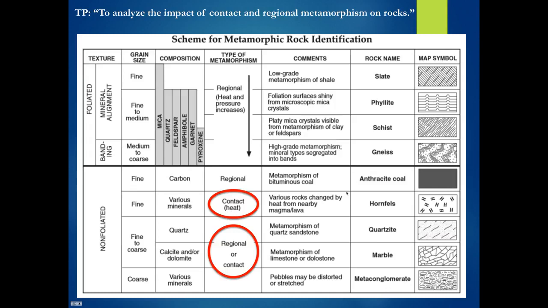So we have various minerals for the hornfels. We have quartz for quartzite for the composition. We have calcite or dolomite for marble. And for metaconglomerate, we have various minerals.